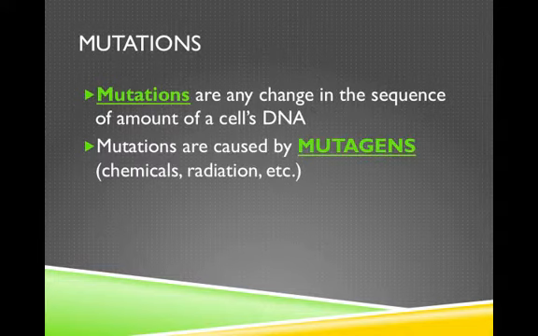Mutations are caused by mutagens. So these are things that cause changes in our DNA. For example, Rosalind Franklin was using X-ray radiation. Radiation causes changes in the DNA. This would be a mutagen. Other things are chemicals that can cause cancer or any type of mutation in our DNA. There's lots of mutagens in our environment. In some cities, just breathing in the air can be a mutagen.